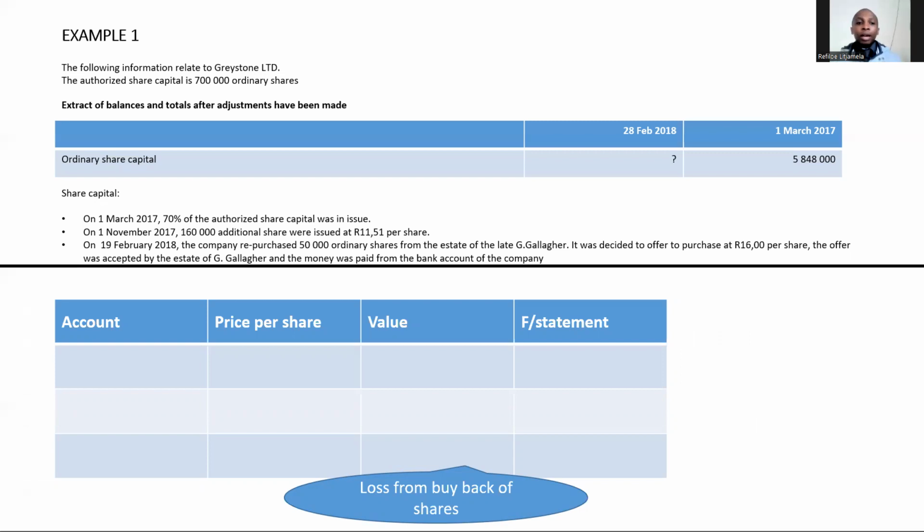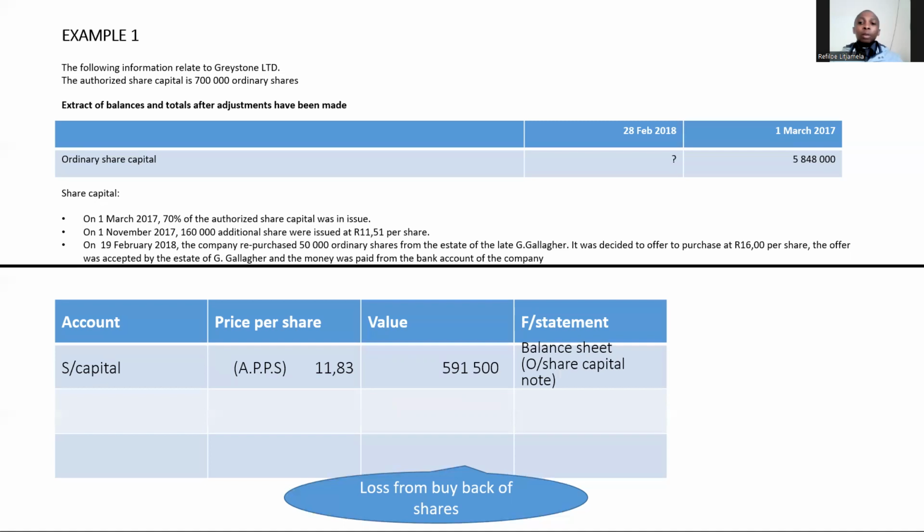So the first account will be your share capital account. Your share capital account will be reduced by the original price of the shares, which is considered to be a PPS, and that will be 11 Rand 83. The value will simply be the number of shares that we bought back multiplied by the average price per share, and that will give us 591,500.